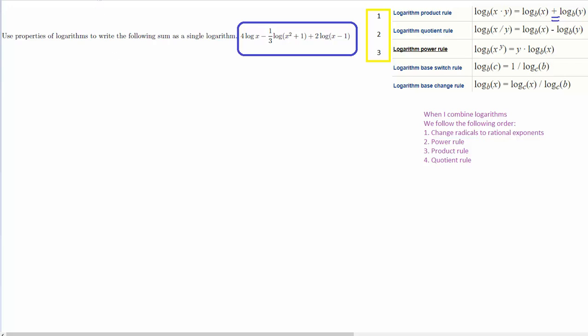We are going to work one more problem using the rules of logarithms in order to combine a sum of logarithms into one single logarithm. The problem that we are working is the problem that you see right here on your screen.